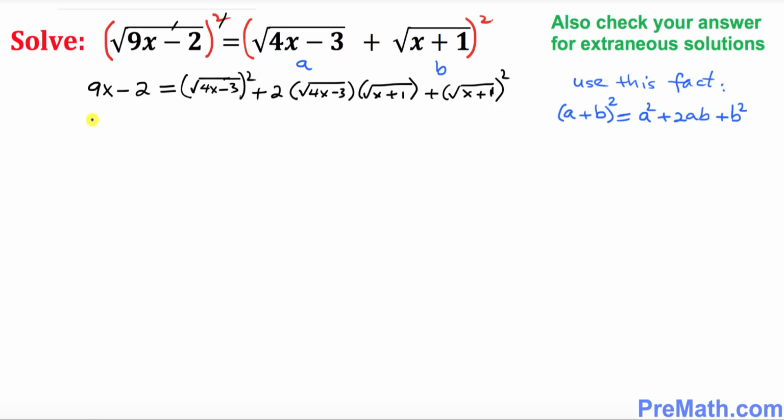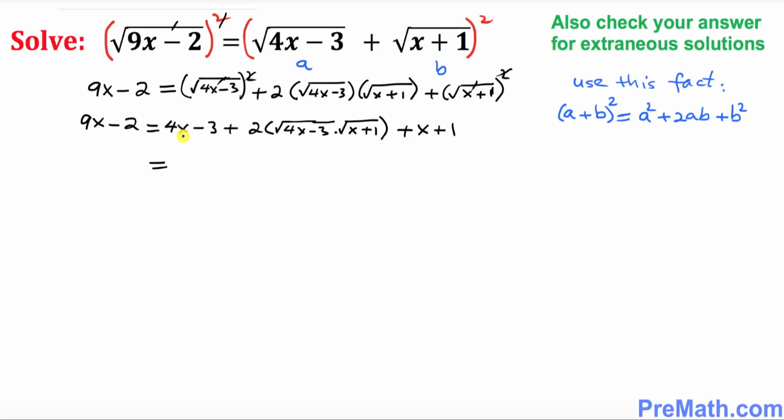So once we have done this, 9x minus 2 is still on the left hand side. This square and square root undo each other. We got 4x minus 3 plus 2 times 4x minus 3 times, which we leave as it is, x plus 1, like this way they are multiplying, and plus this square and square root undo each other, we got x plus 1. So far so good.